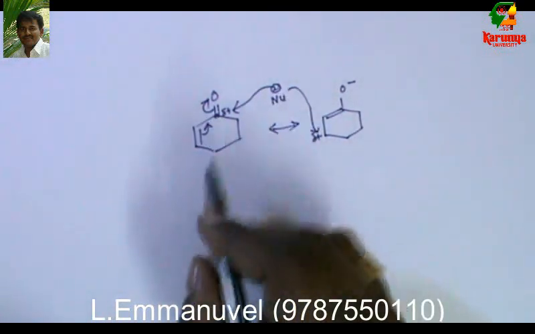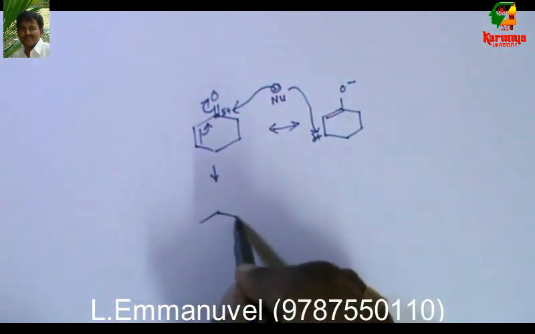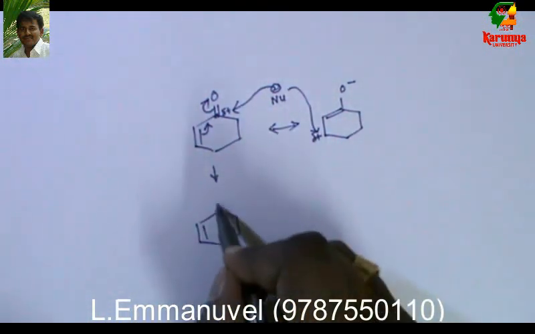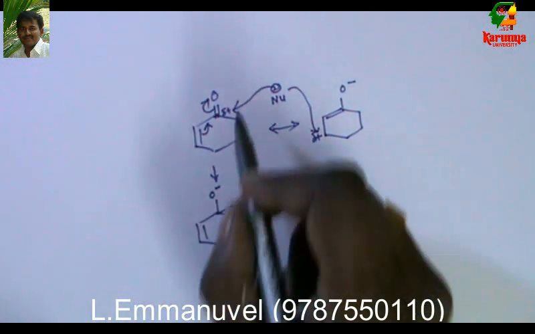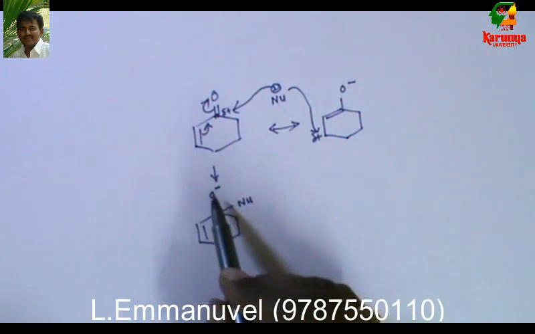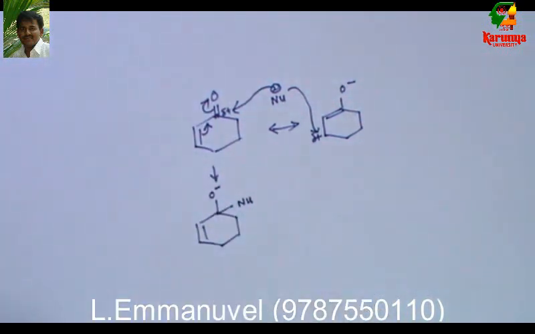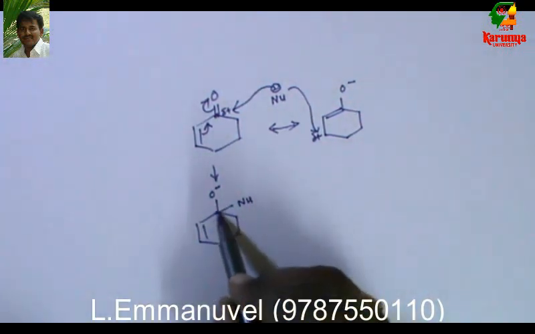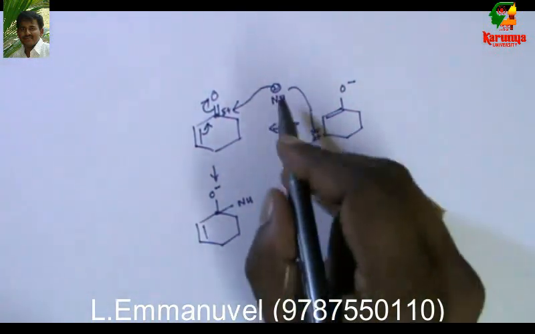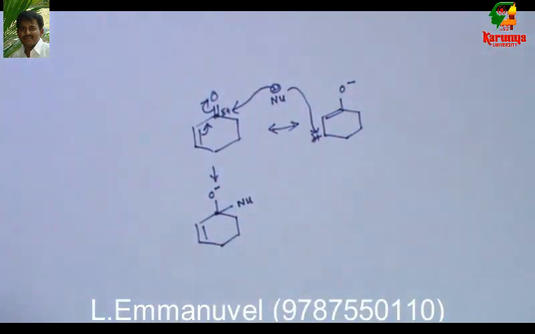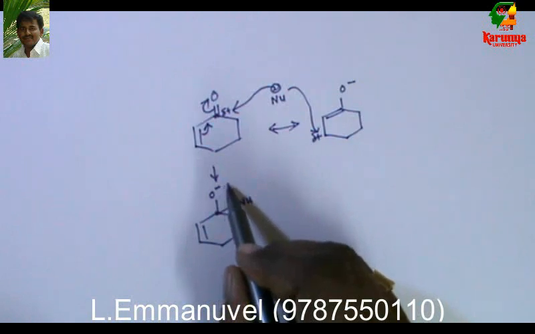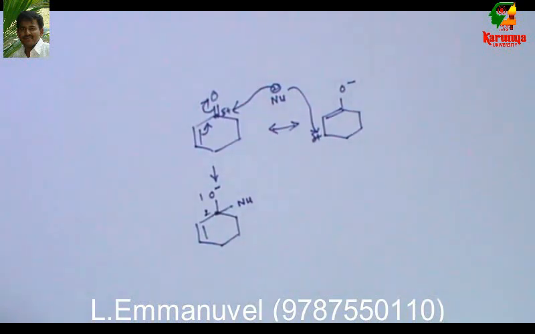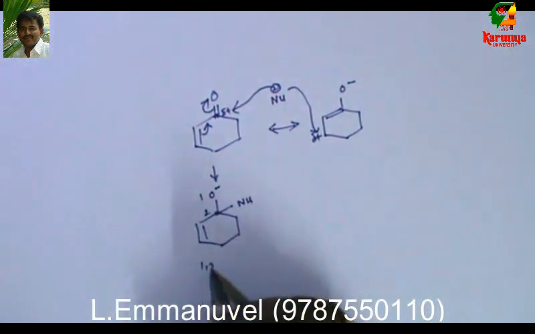If it attacks here, what we get is, the bond migrates over oxygen, so we get this one. So the nucleophile adds to this carbon and the counter ion will add here. So the nucleophile and the counter ion are on 1,2 atoms. So it is called 1,2 addition.